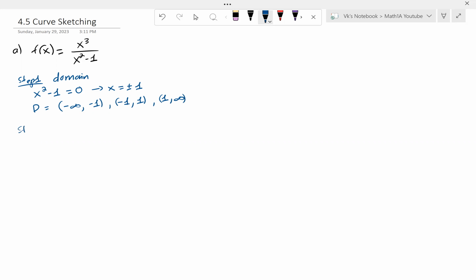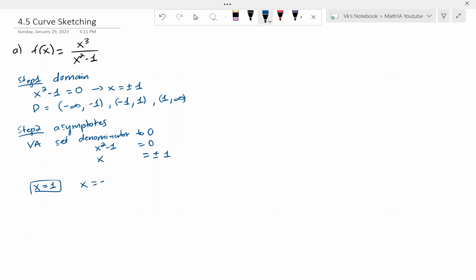Step 2, we want to get all the asymptotes. For the vertical asymptote, we can get it by setting the denominator equal to 0. x squared minus 1 equal to 0, so x equals plus or minus 1. Meaning that x equals 1 is a vertical asymptote, x equals negative 1 is another. We have two of them.